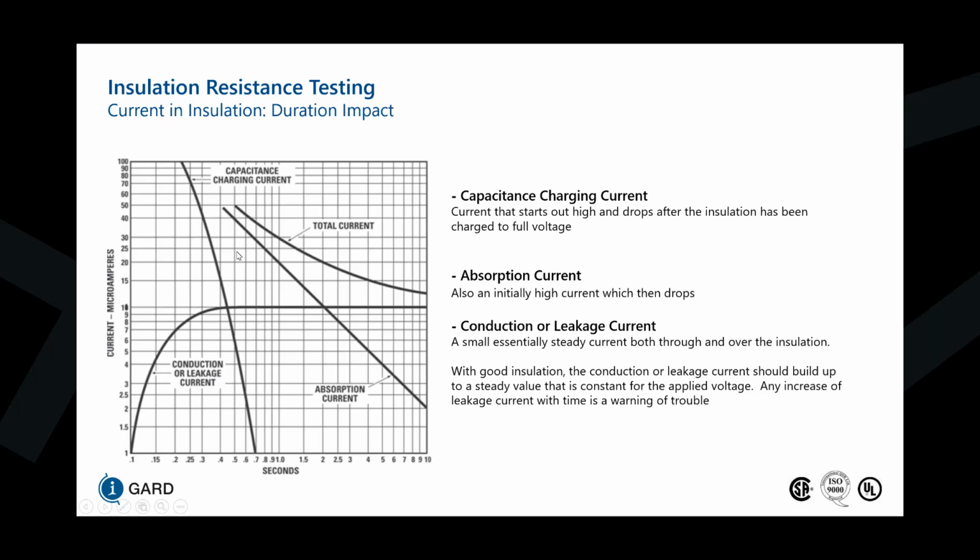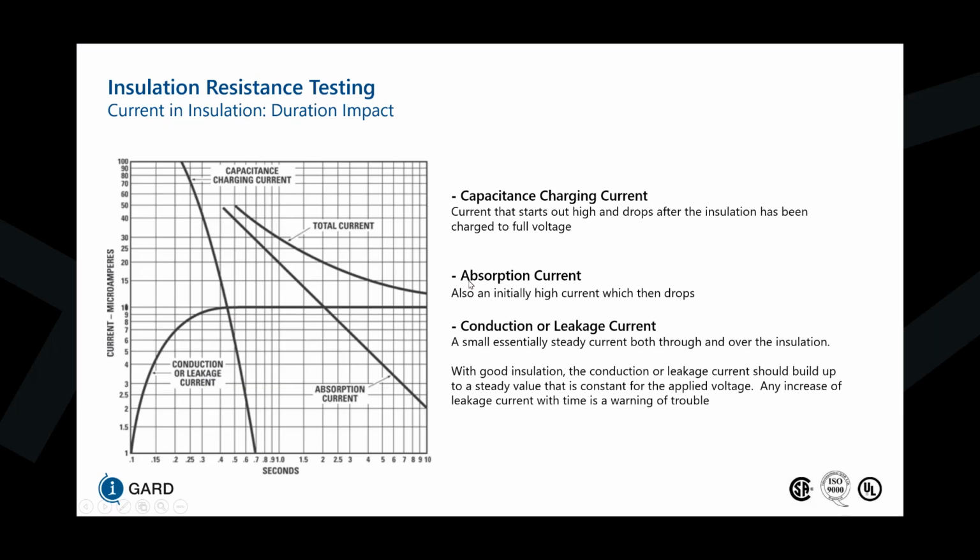So in this graph here, we have four different current readouts that we're using to do the calculation. And the first one is the capacitive charging current. It's a current that starts out high and drops after the insulation has been charged to full voltage. So basically, this is the capacitance from the phase to ground that is dissipating after about 0.7 seconds of the start of the test when voltage is induced.